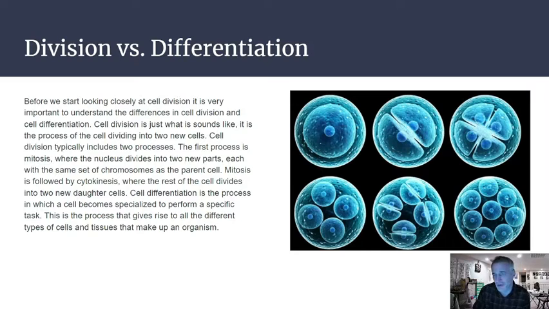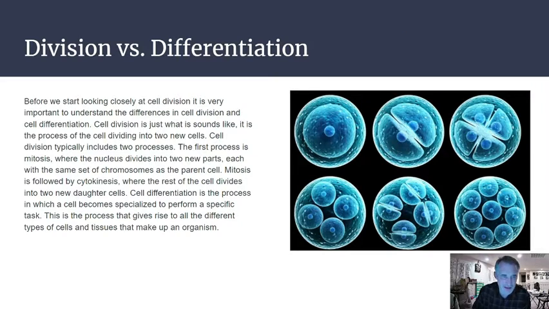The first process is called mitosis, which we'll cover. And actually, there's a couple of videos on Canvas that are really good. And that's basically where the nucleus of the cell is being divided. That's what mitosis is. And then the second part of that is cytokinesis. And cyto is basically referring to the cytoplasm of the cell. So this is where the rest of the cell basically splits in half.